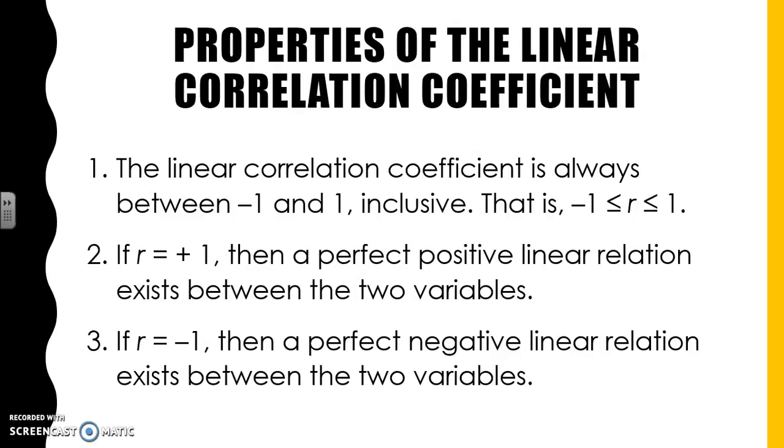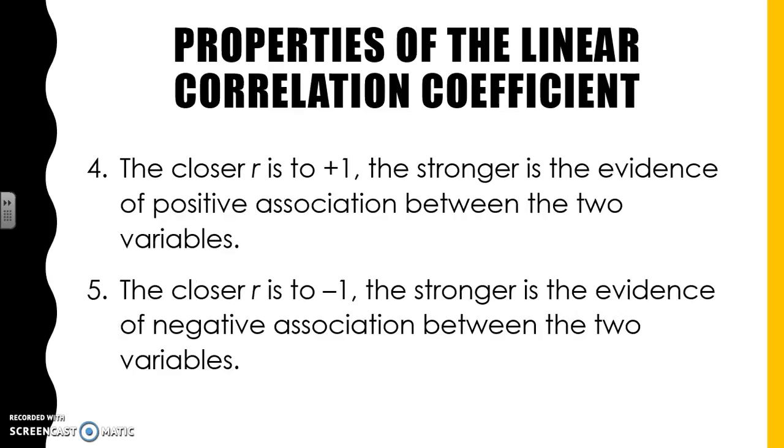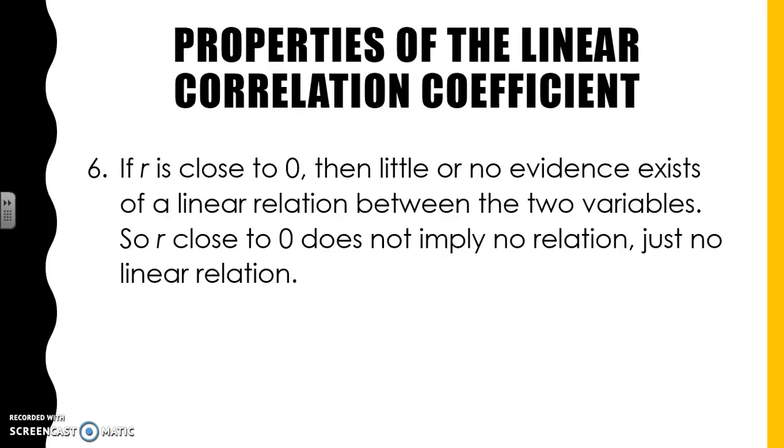Some properties of the linear correlation coefficient: it's between -1 and 1 inclusive. When we say inclusive, we mean that those endpoints are included, so it can be -1 and 1. If R is +1, then a perfect positive linear relationship exists. If it's -1, then a perfect negative linear relation exists. The closer it is to +1, the stronger the evidence of positive association between the two variables. Similarly, the closer it is to -1, the stronger the evidence of a negative association.